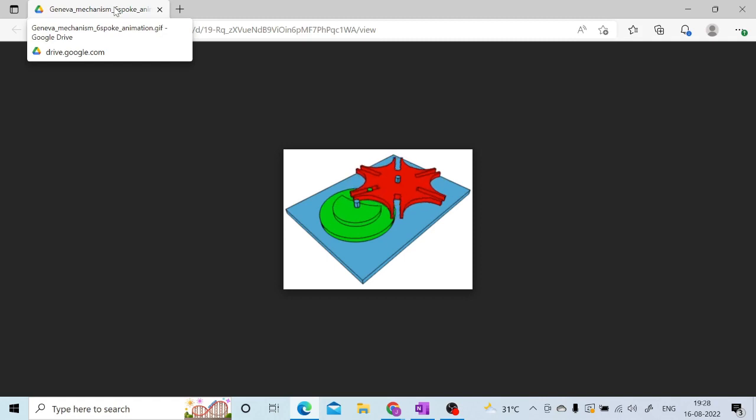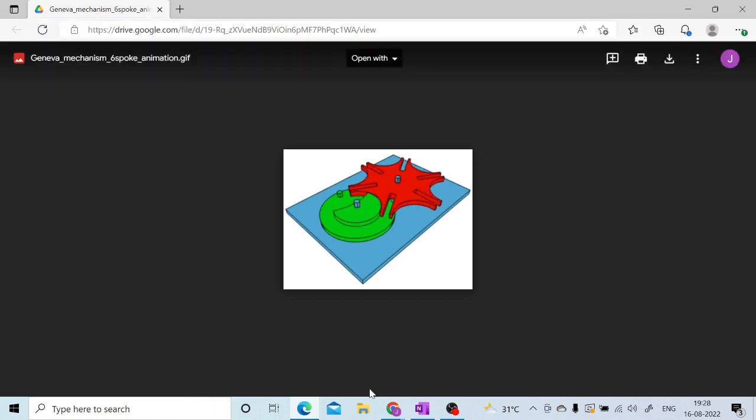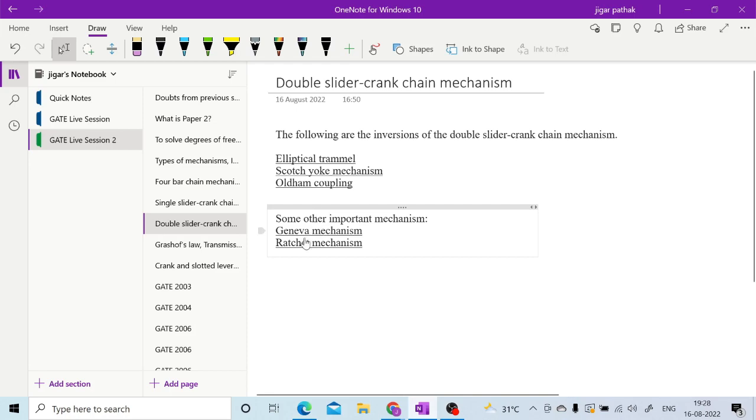And this particular mechanism is used for indexing, right? So this is important while you are going for indexing and all. So this is how you are having this Geneva mechanism. And the last one is this ratchet mechanism.